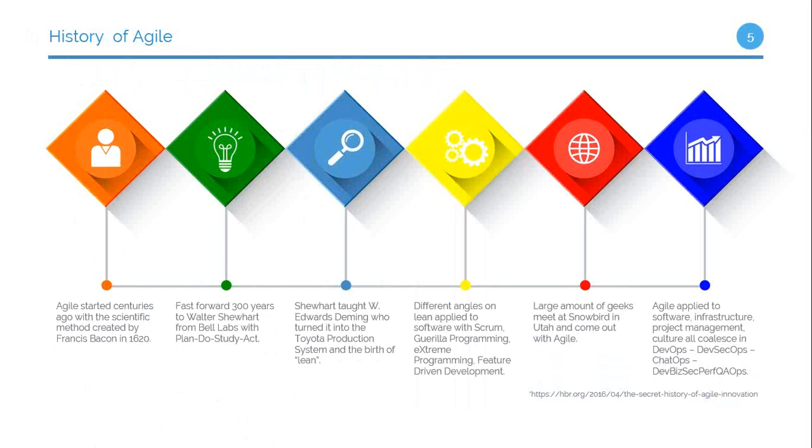And so those different angles of Lean applied to software engineering became the foundations for things like Scrum and extreme programming, feature-driven development, test-driven development, much of what we see in terms of automation, and of course into DevOps.